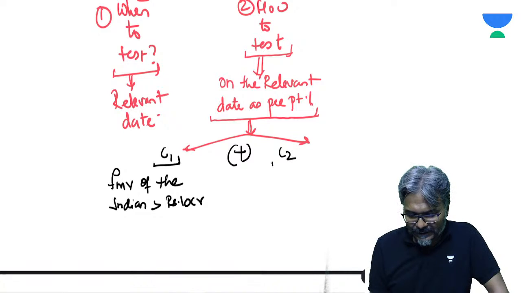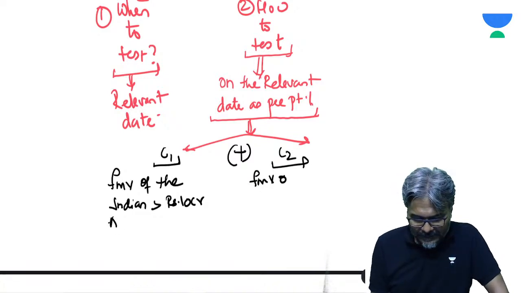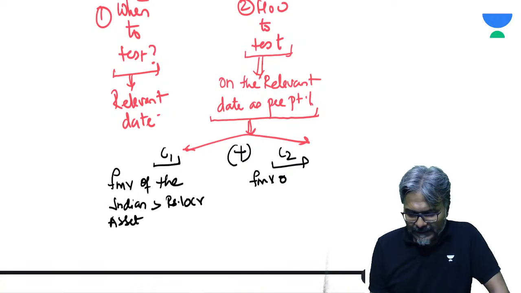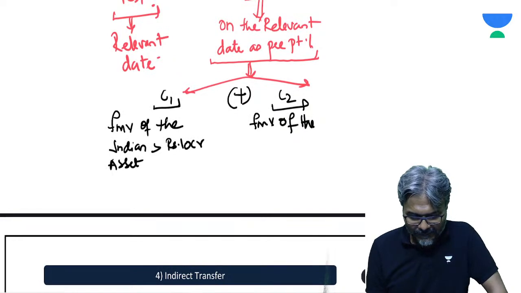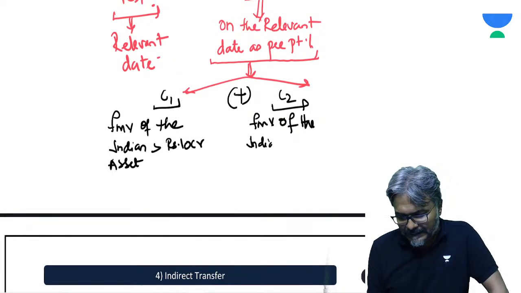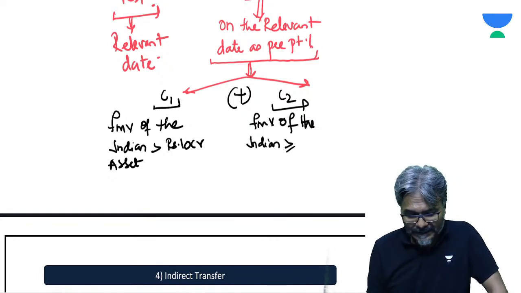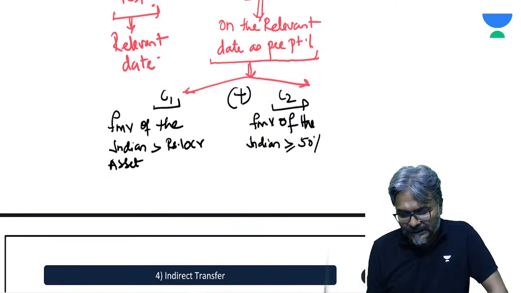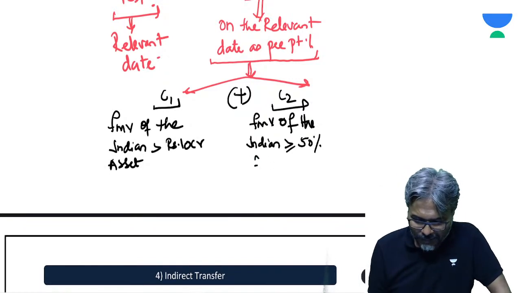The second condition is the fair market value of the Indian asset, students. Here it is greater than or equal to. Please be careful what you write. Here it is greater than or equal to 50% of the fair market value, what I have written, of the Indian asset.